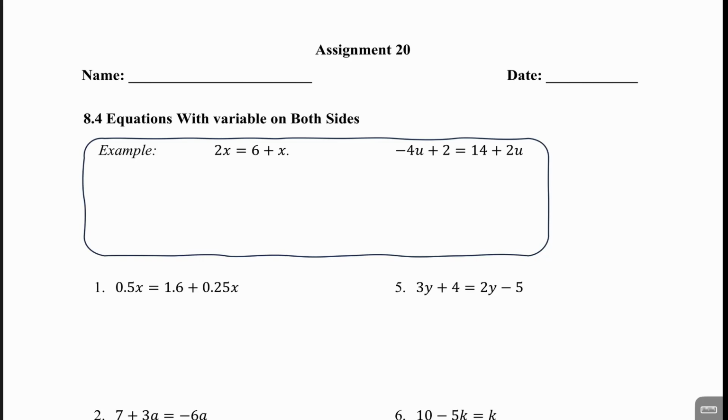Hello everyone. In this lesson we are working on assignment 20. Today's topic is equations with a variable on both sides.